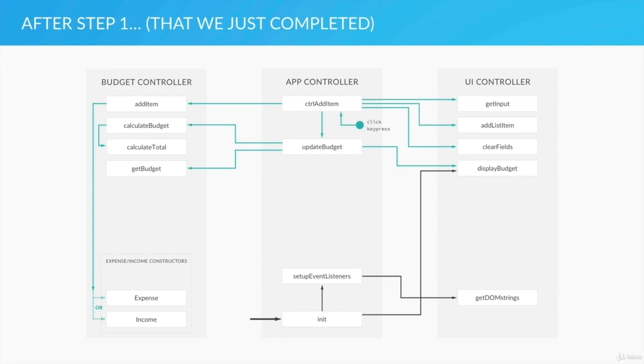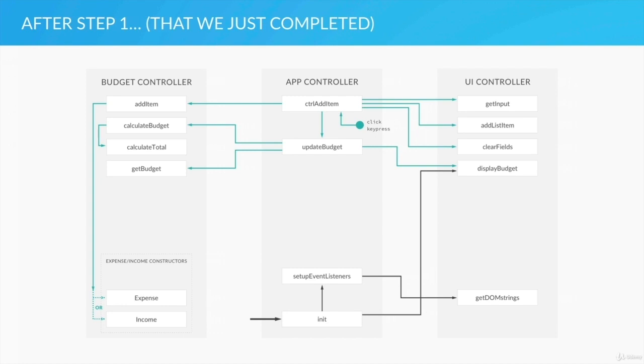Alright, so this is how I like to represent the structure and architecture of an app like the one we're building right now. We have our three modules, the budget controller, the app controller, and the UI controller, and in each one of them we can see the functions or methods that we have written so far. And then with these green arrows we see the connections between them, so that we can see functions calling other functions. So this really helps us to get a nice overview of what we're doing here, right? It really makes it easier to plan and organize our app and code.